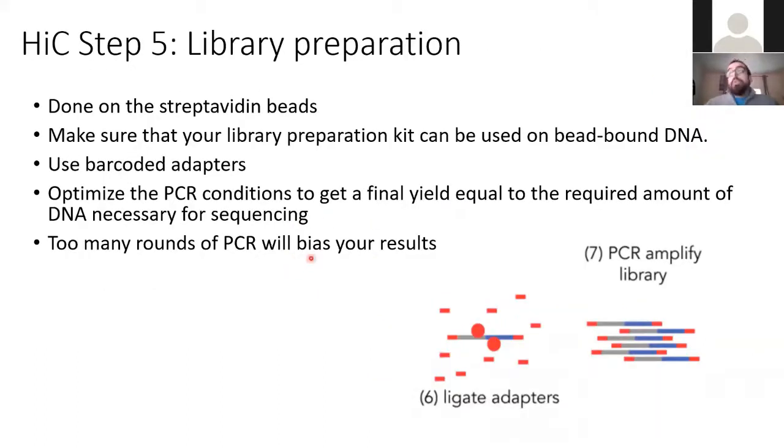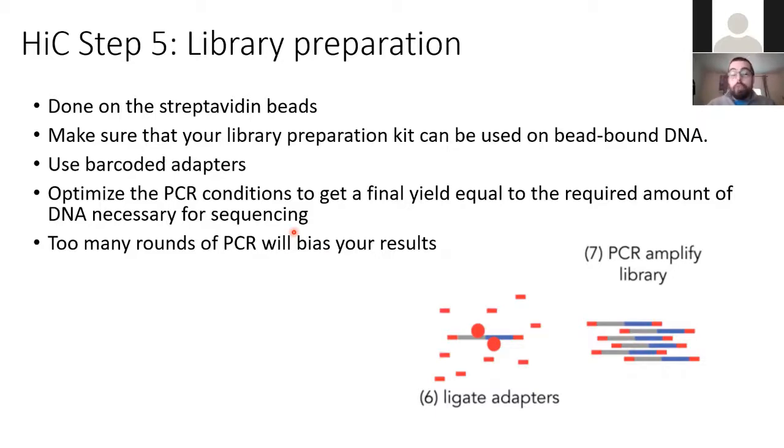And then we have to prepare the library. So we have our segment of DNA around 300 base pair with a biotin mark in the middle. So we select for the biotin with streptavidin beads. And the interaction between streptavidin and biotin is one of the strongest ones in biology. So it's really hard to elute it. So when we do the library preparation, we do it straight on the beads.